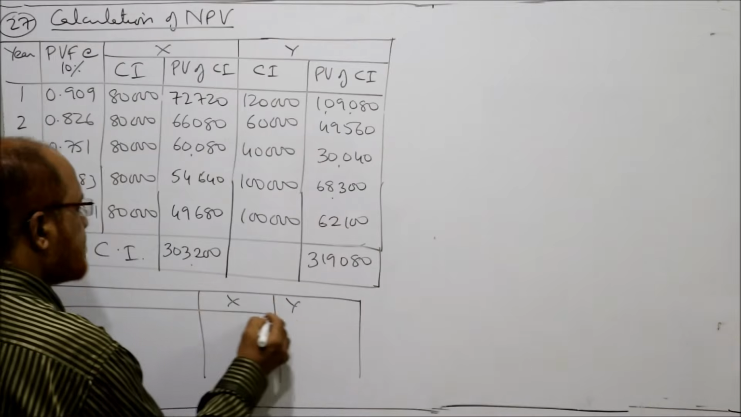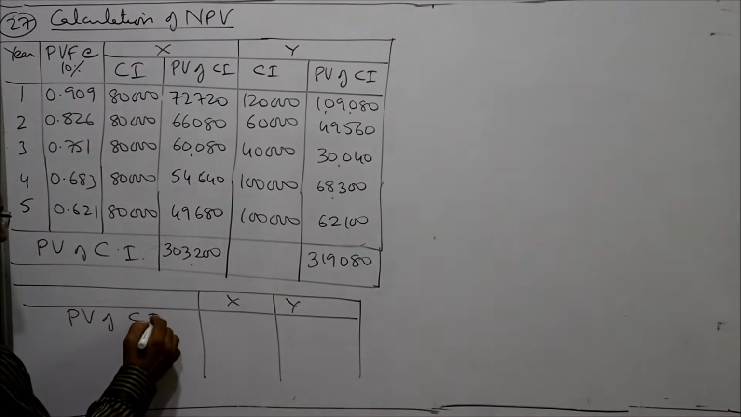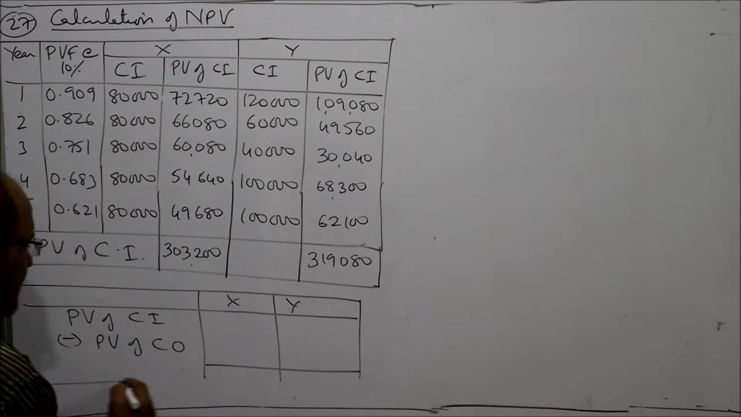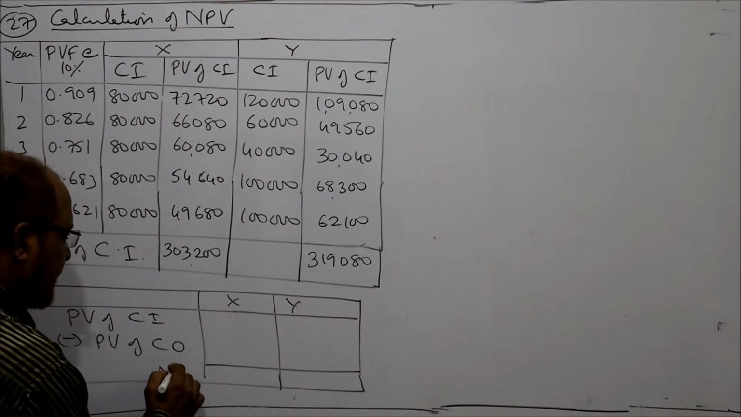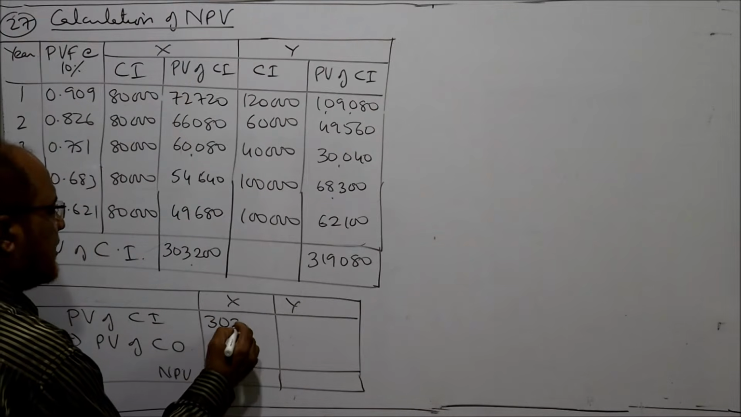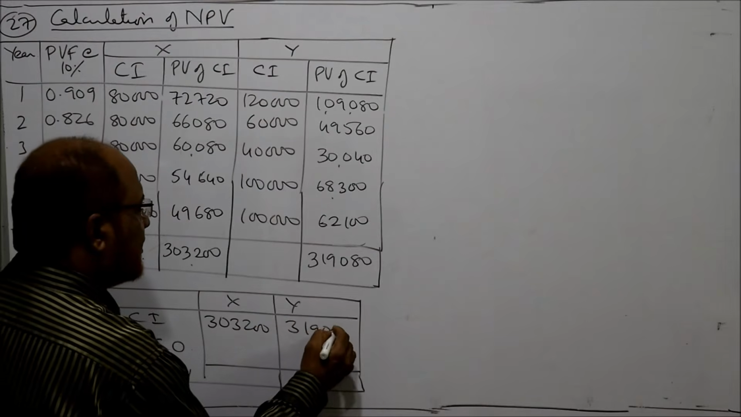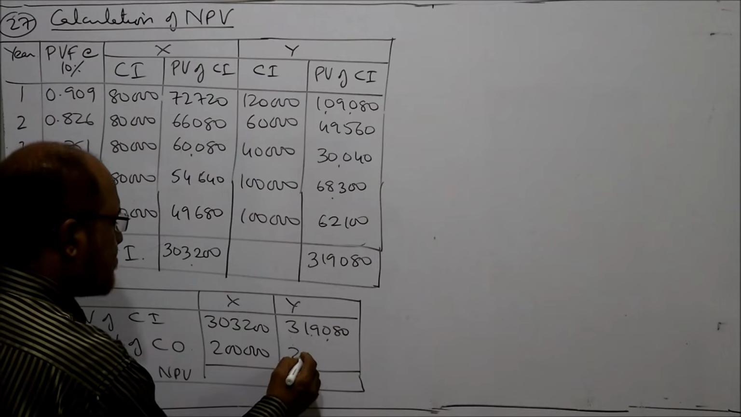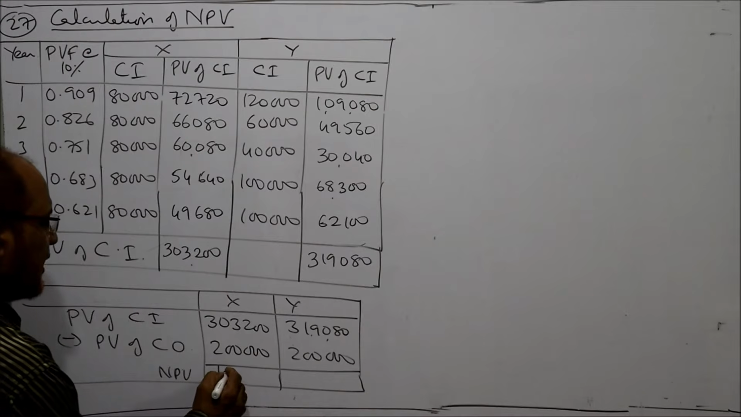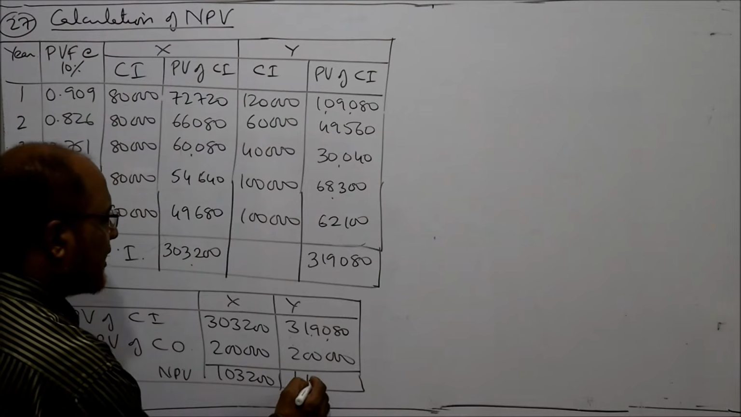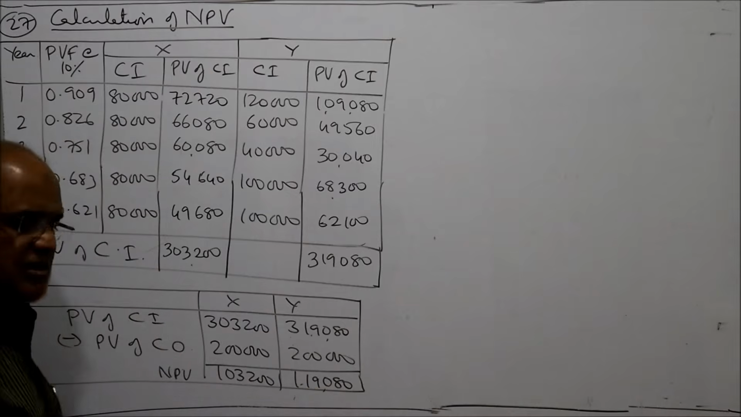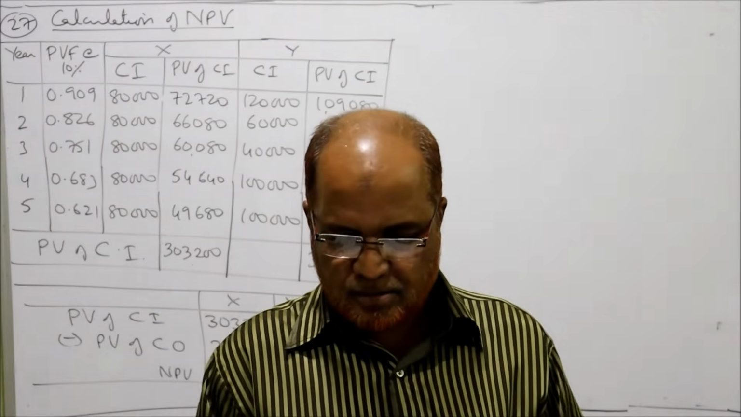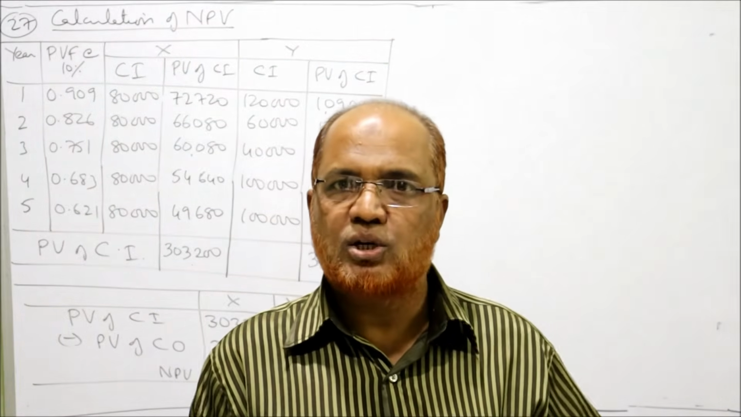Now for X and Y, NPV is PV of cash inflow minus PV of cash outflow. Cash inflows are 3,03,200 and 3,19,080. Now PV of cash outflow is given in the problem, 2 lakh. Subtract: 1,03,200 and 1,19,080. That's it. Half of the problem is completed, that is NPV. NPV we have completed. Now calculation of IRR.